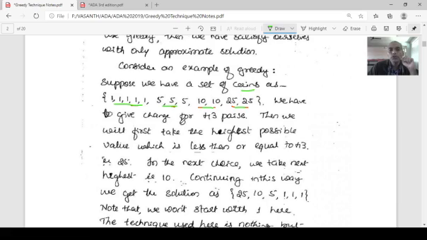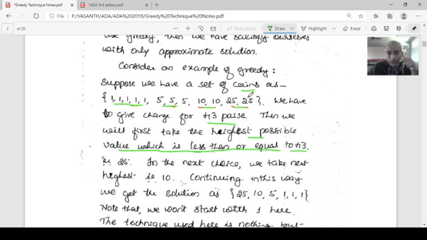Now you are supposed to give change for 43 paise. This is what you have with you. How do you start giving change to a customer? The greedy technique says that first we will take the highest possible value which is less than or equal to 43. When you have so many coins, to give change for 43 paise, you won't start giving from the 1 rupee coin. So we take the highest one. That means we try to take 25, because 25 is just less than 43.